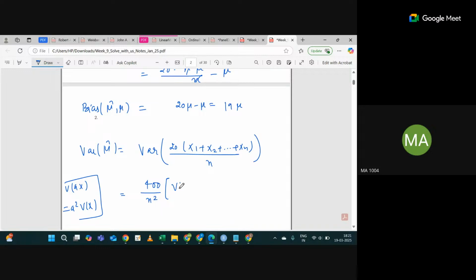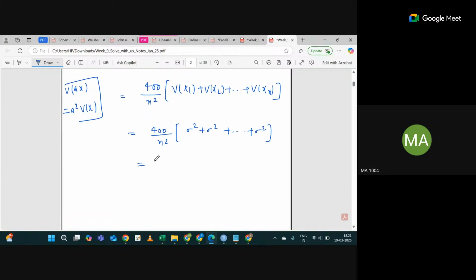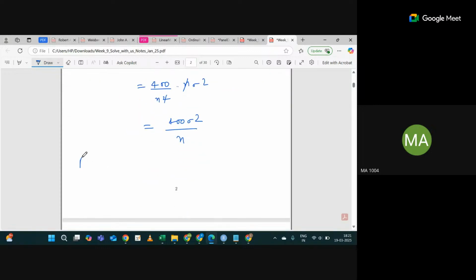And since all are independent, I can write variance of x1 plus variance of x2 plus so on plus variance of xn. So you can see 400 divided by n square, and the variance of each xi is sigma square, plus so on plus sigma square. So it will be n times sigma square, one n will get cancelled out, and we will get 400 sigma square by n. This is the variance.